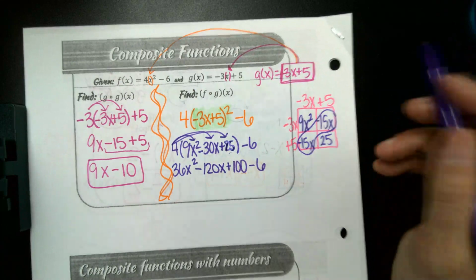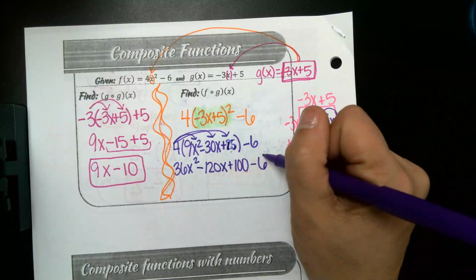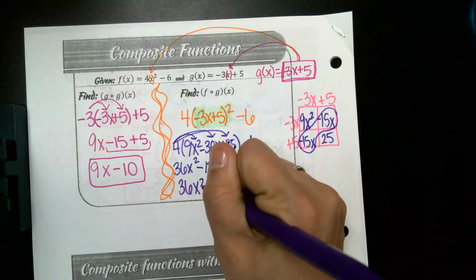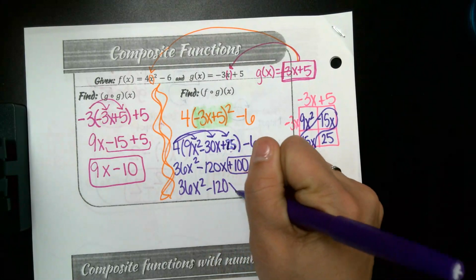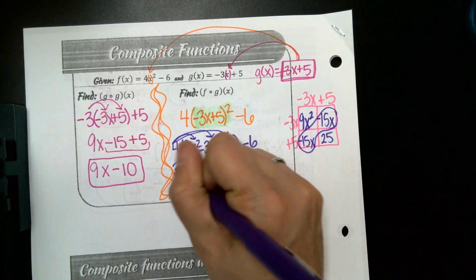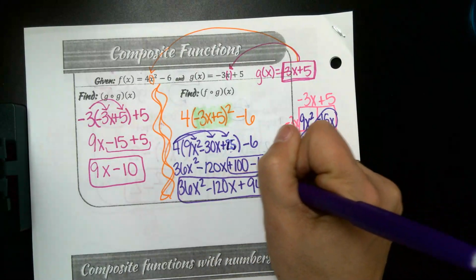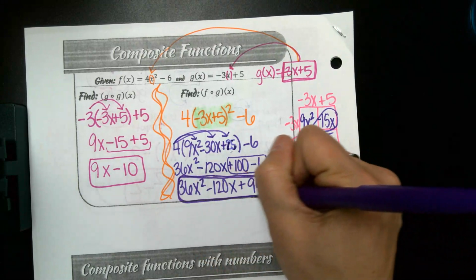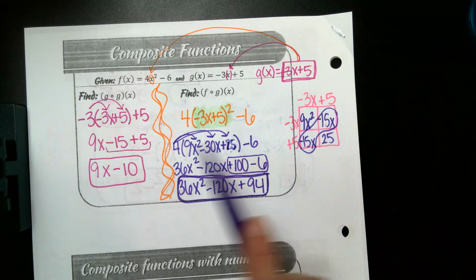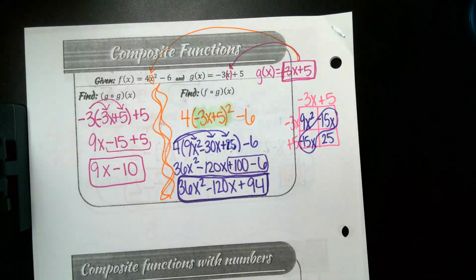Then what can we put together? We can do 100 minus 6, which is 94. There's our final answer. That one definitely required the most work out of all the ones we've done so far, because you had to do a box, then you had to distribute, then you had to combine.